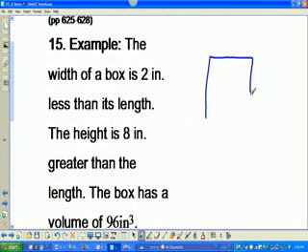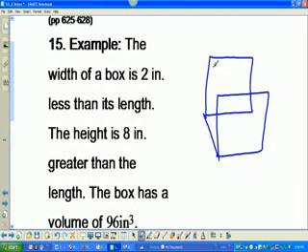Well, let's draw a picture here. So I've got some sort of box. What you call length, width, and height really doesn't matter. But everything is based on the length, isn't it? So I'm going to call the length of the box x, because everything else is based on that. The width of the box is 2 inches less than that, so I'm going to call that x minus 2. And then the height of the box is 8 inches greater than the length, so I'll say that's x plus 8.